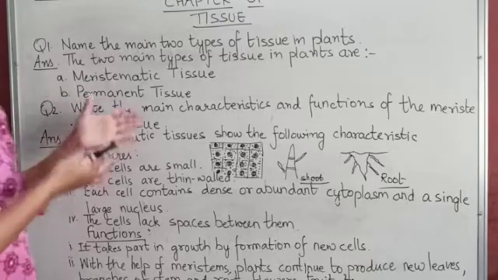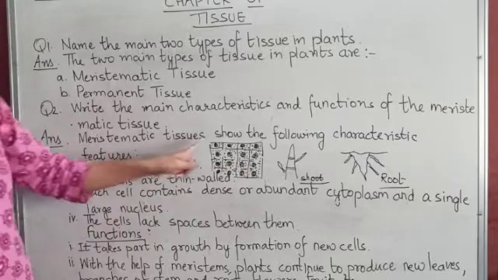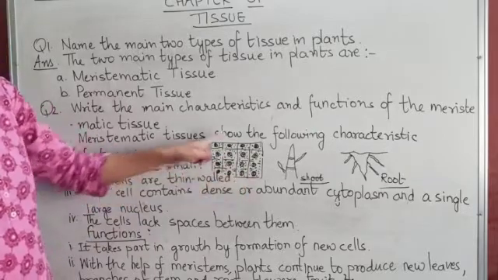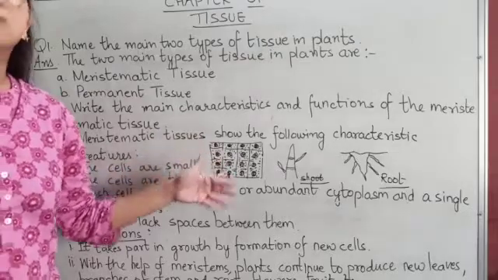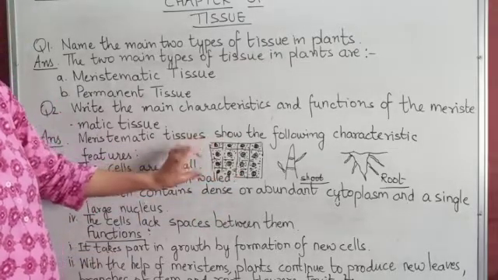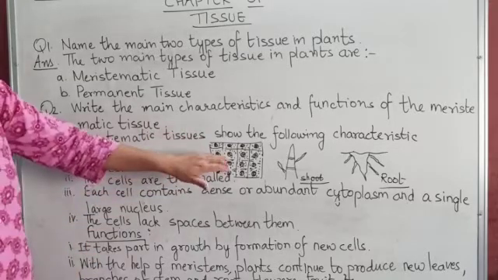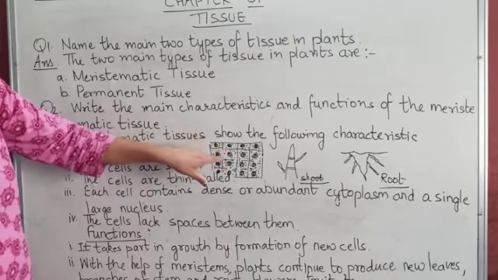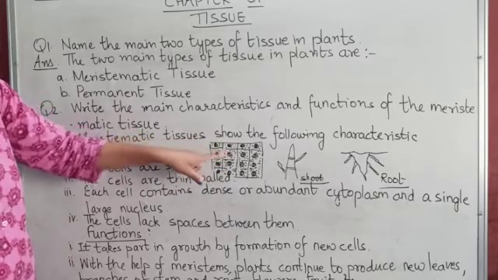Now let's see the characteristics of meristematic tissue here. This is the structure of meristematic tissue. If we see meristematic tissue under the microscope, then we are going to see this structure. Here you can see this is the nucleus. The central region here is the nucleus, and this is the cytoplasm.